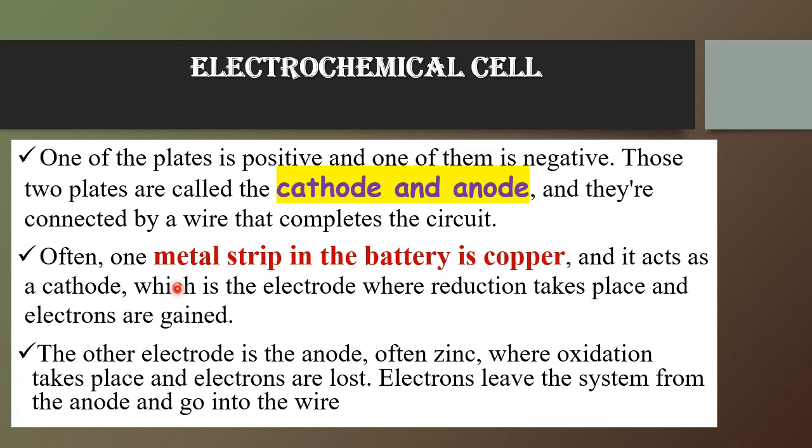So usually a metal strip in the battery, that is the copper, acts as the cathode, which is the electrode where the reduction takes place. So if we are taking the battery as an example of our electrochemical cell, in that the copper works as the cathode electrode, and cathode is that electrode where reduction or gain of electrons is going to take place. And the other electrode in that is the zinc electrode, which acts as the anode. Anode is where the oxidation is going to take place, means electrons are going to be released from that chemical species.